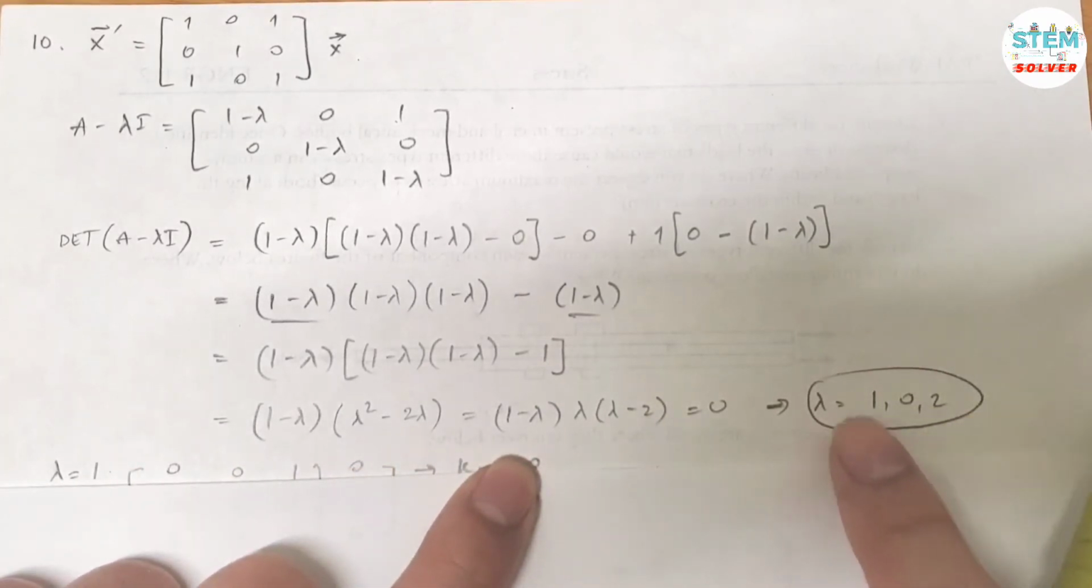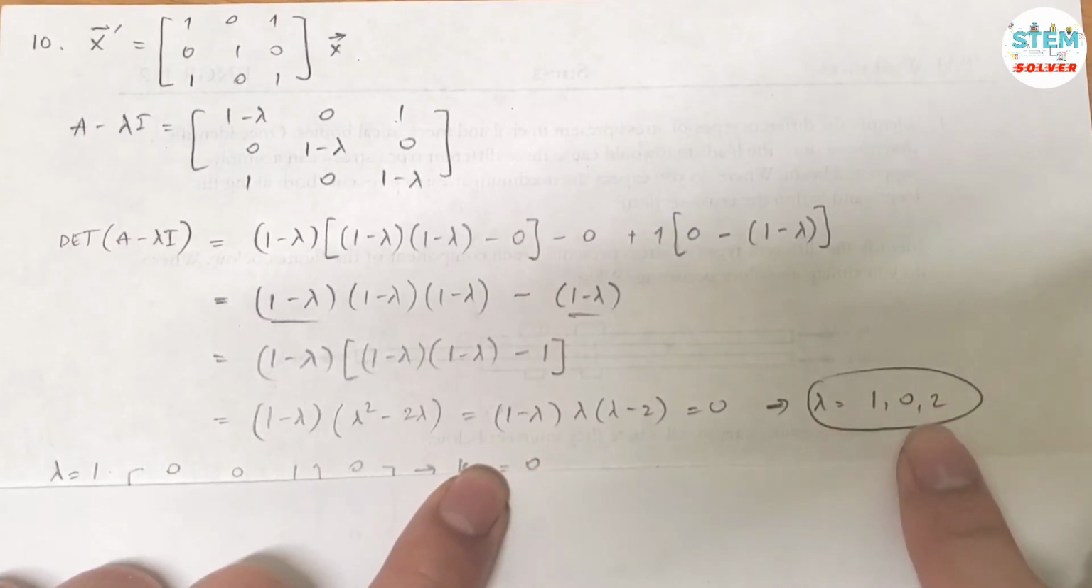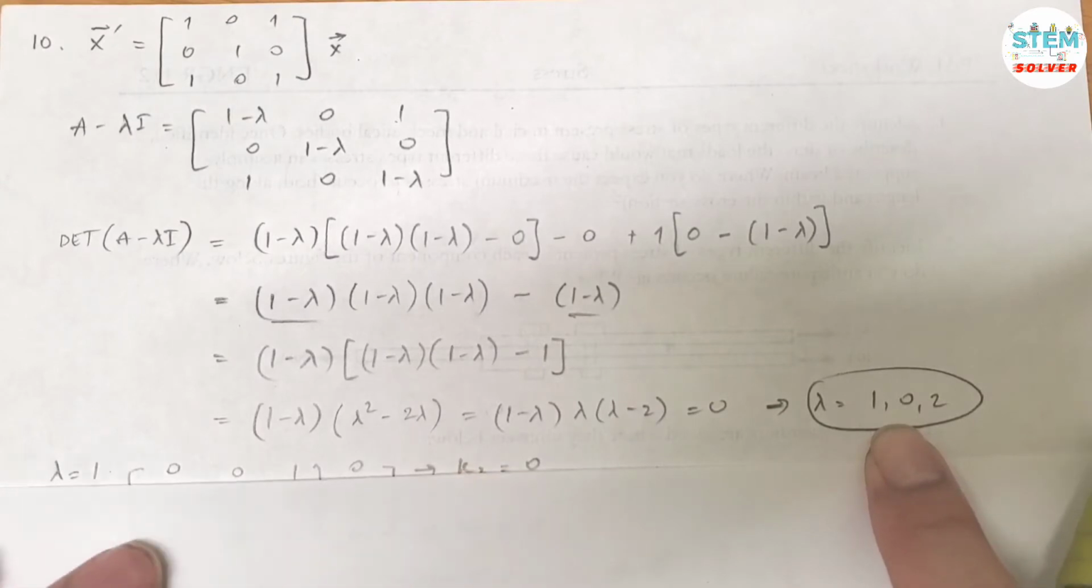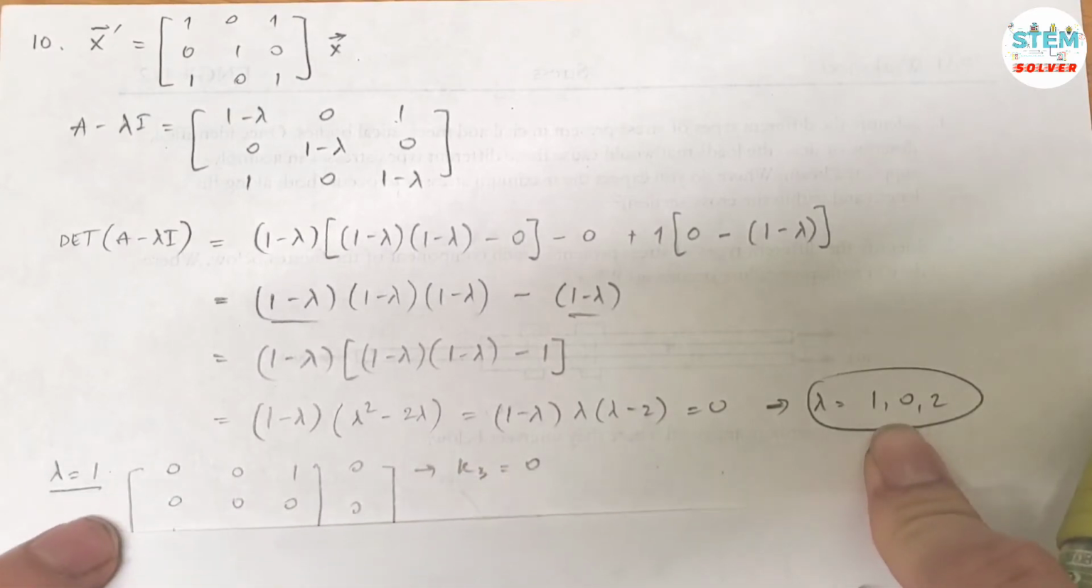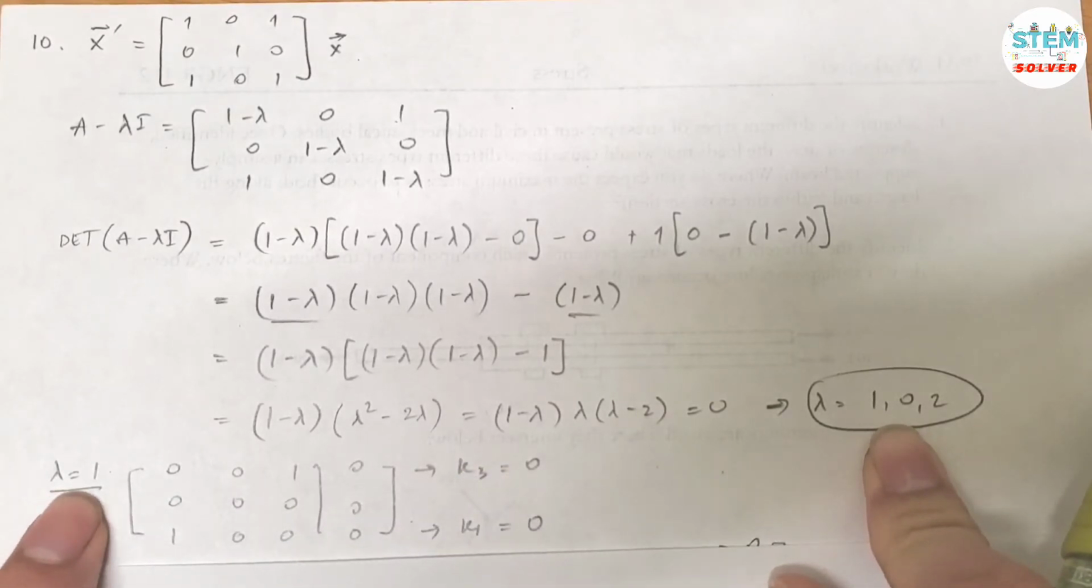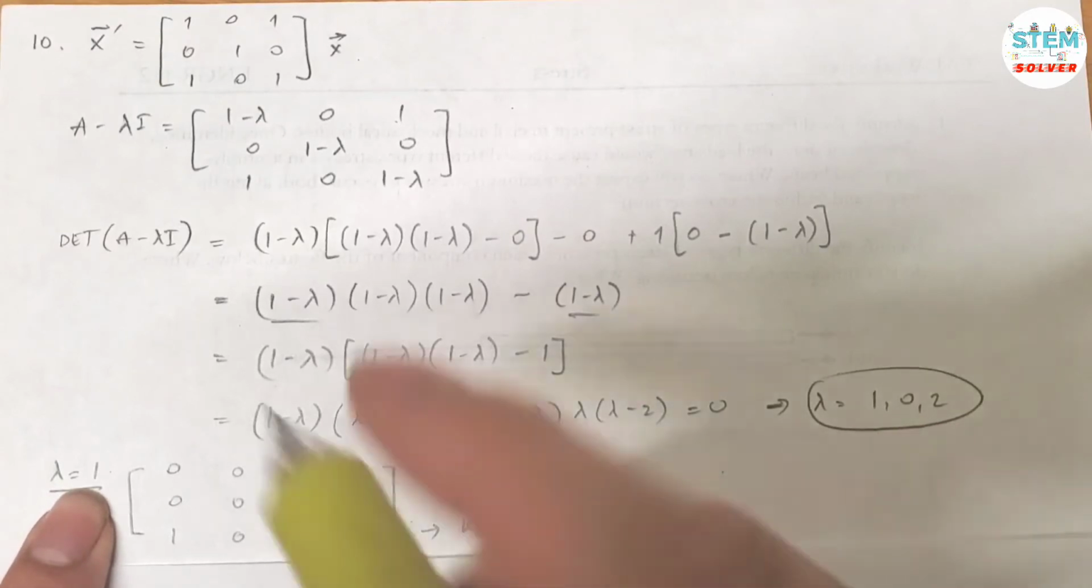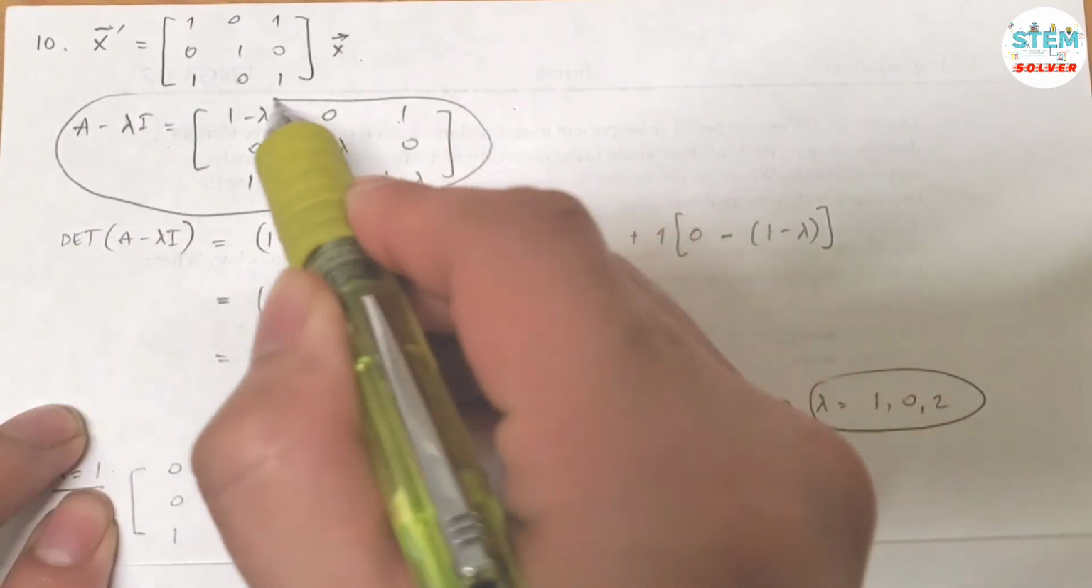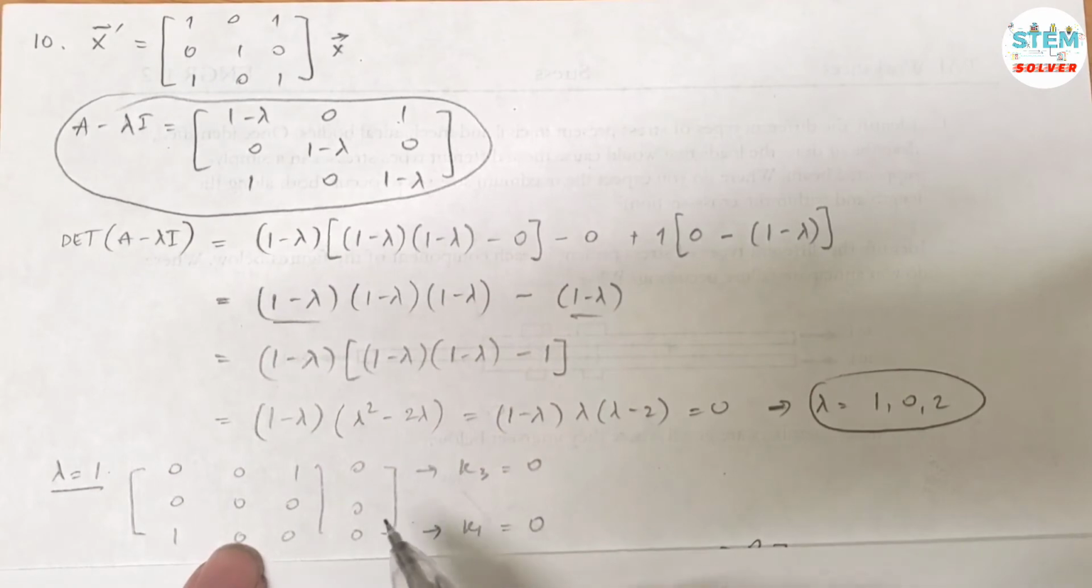You will get lambda equals 1, 0, 2. So here are your eigenvalues, and with each eigenvalue you will get an eigenvector. Let's find out what those are. Let's take a look at the first case where lambda equals 1. Plug it into here. That gives you this matrix augmented with 0.